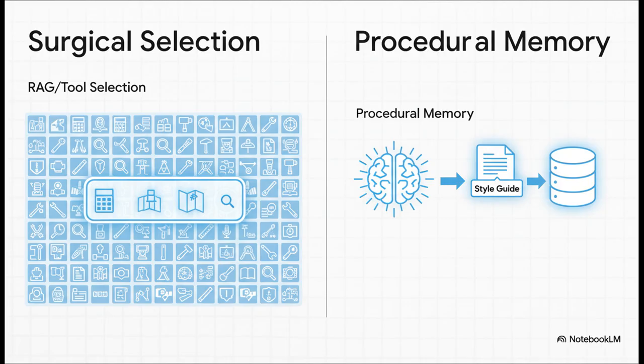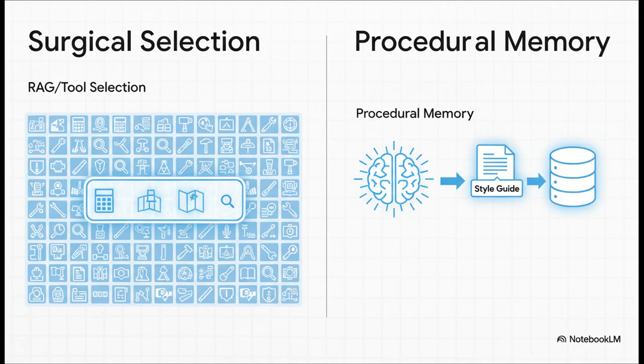Instead of dumping 100 different tools into the agent's context, you can use RAG to let it search through their descriptions and select only the, say, 3 tools it actually needs for the next step. Or it can pull in a very specific procedural memory, like your company's style guide, right before it starts to write a blog post.